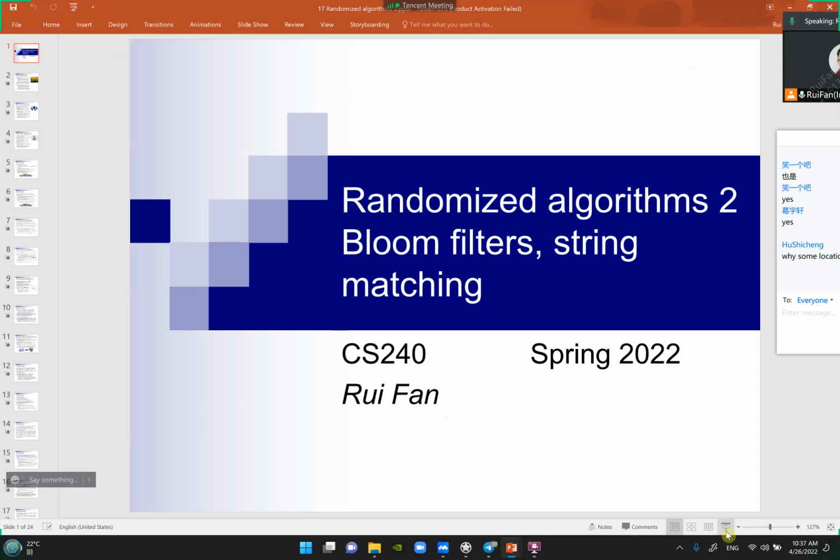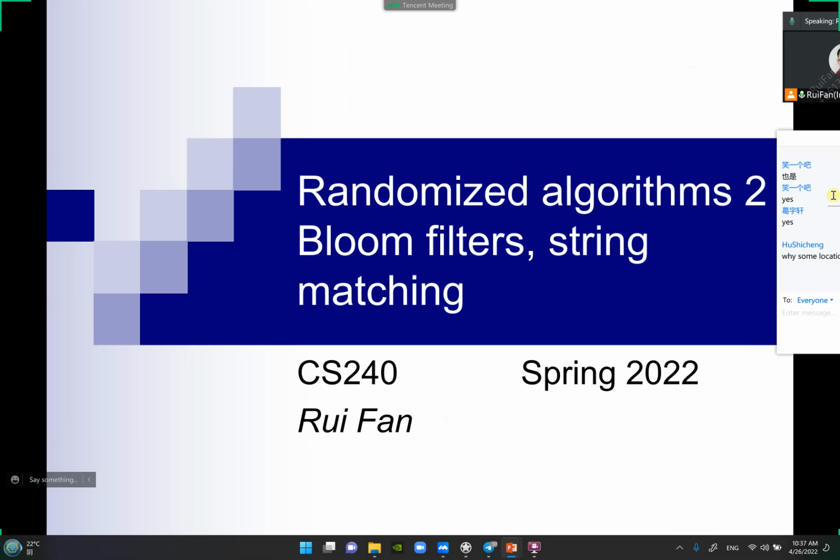Okay. So for the next lecture, we're going to keep talking about randomized algorithms, and we're going to look at a data structure called Bloom filters. This is a very widely used data structure, and it's based on randomization. And then if we have time, we're also going to look at some string matching algorithms. If we don't have time, then we're going to push this string matching to the next lecture.